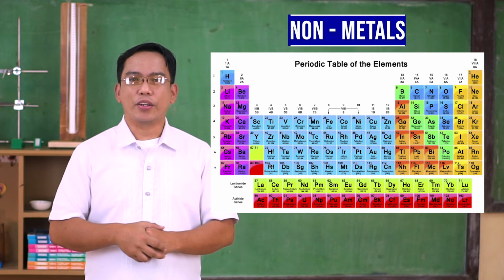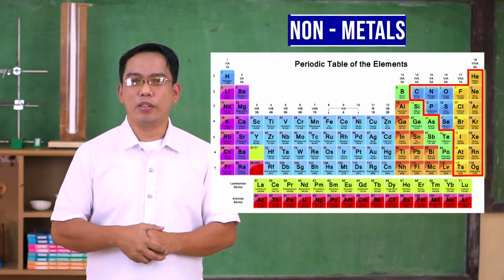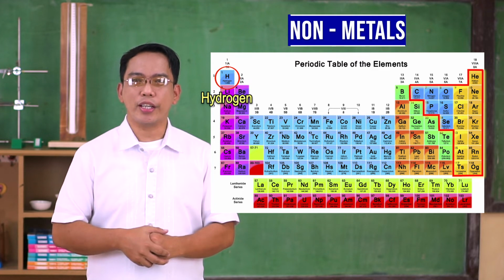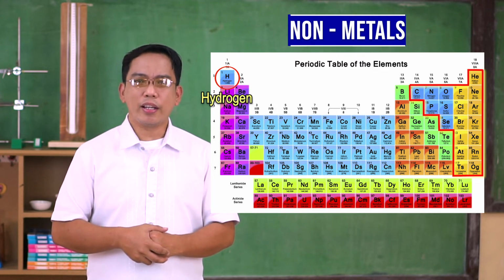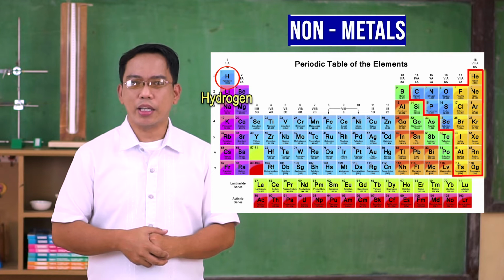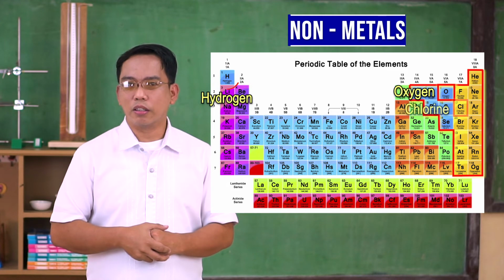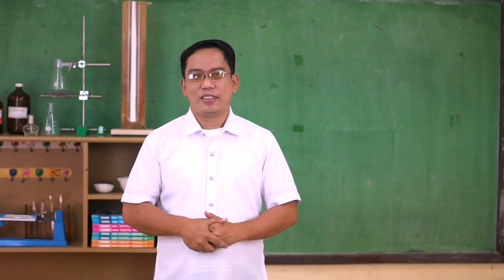The nonmetals are confined to the right side of the table. The exception is hydrogen, the first element on the periodic table. At ordinary temperatures and pressures, hydrogen behaves as a nonmetal. Nonmetals exhibit very different properties from metals. Examples of nonmetals include oxygen, chlorine, and argon.